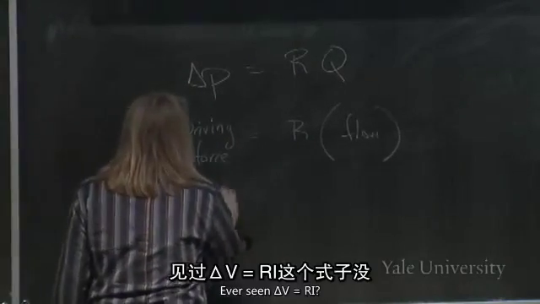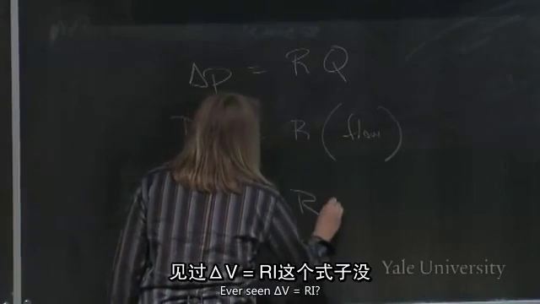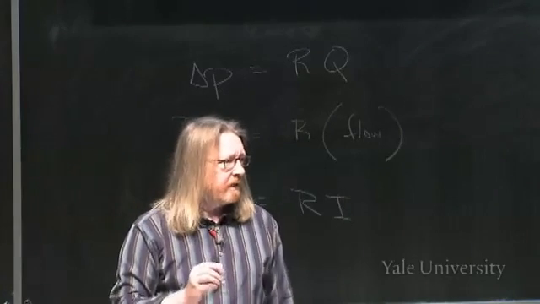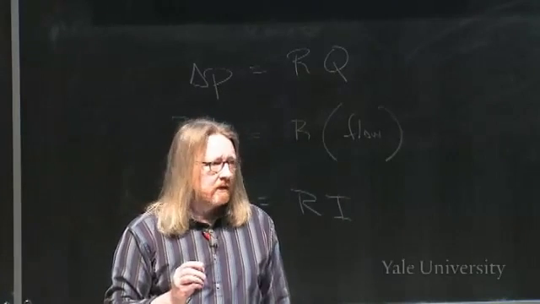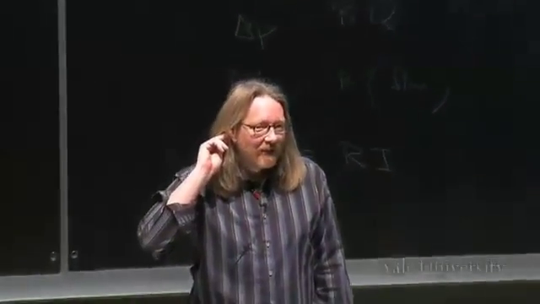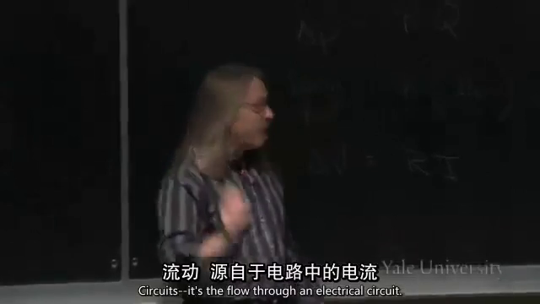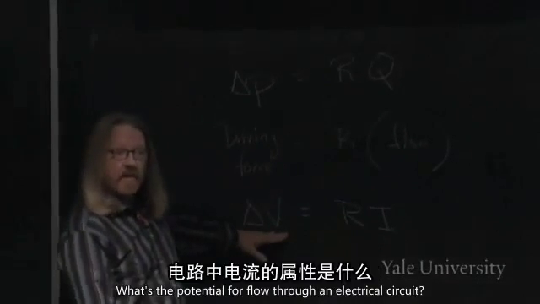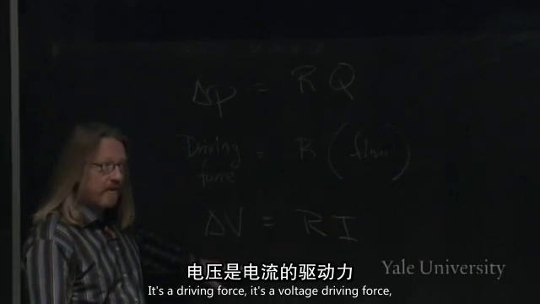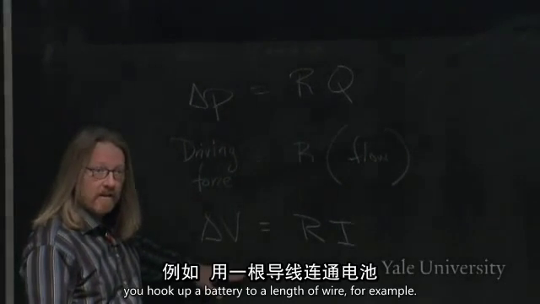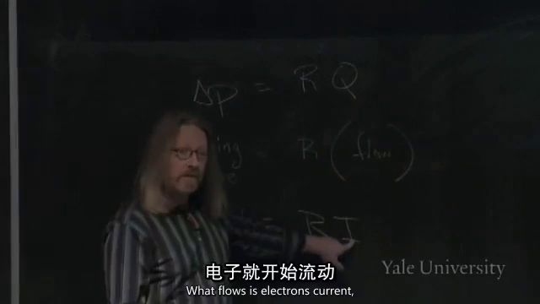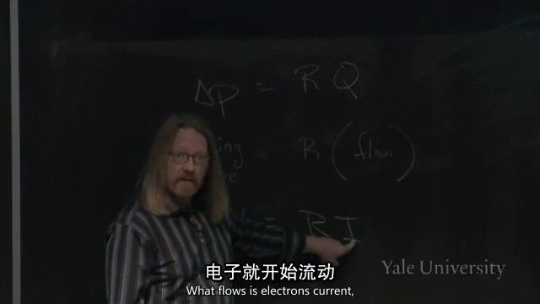Ever seen delta V equals RI? Anybody know where that equation comes from? Sorry? Circuits. It's the flow through an electrical circuit. What's the potential for a flow through an electrical circuit? It's a driving force. It's a voltage driving force. You hook up a battery to a length of wire, for example. What flows is electrons, current.